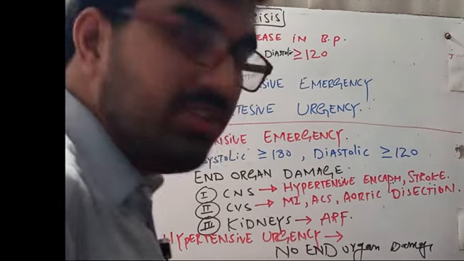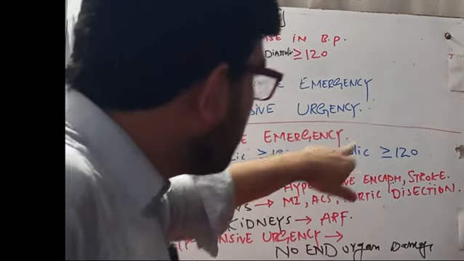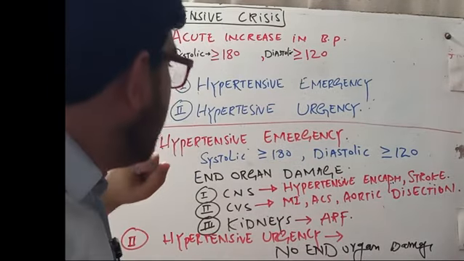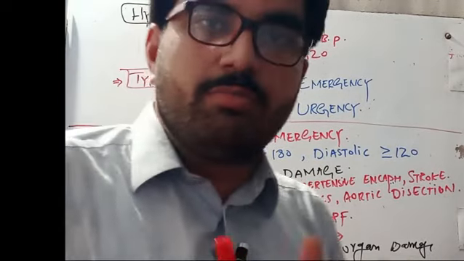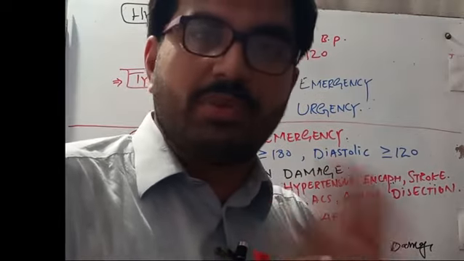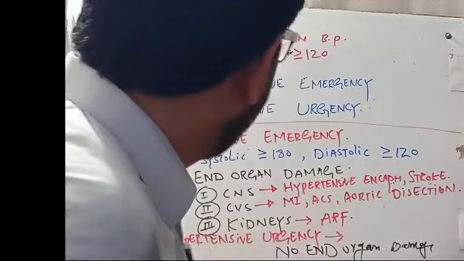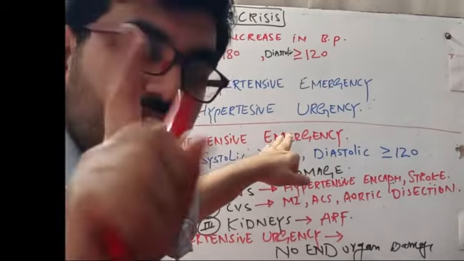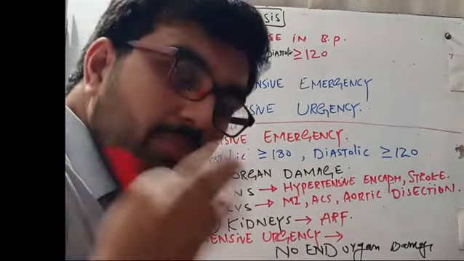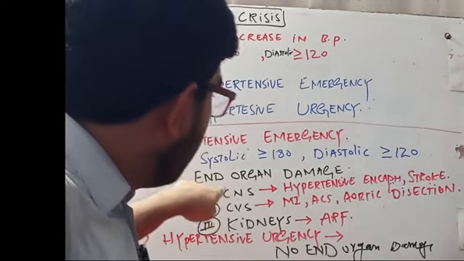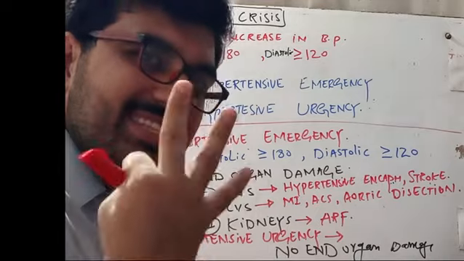The hypertensive emergency, when the systolic BP is equal to or more than 180 and diastolic BP is equal to or more than 120, but there is end organ damage. This is very important to differentiate between the hypertensive emergency and urgency. Who needs emergency? Who needs urgency? So in hypertensive emergency, there is end organ damage. That is very important. By end organ damage, we mean CNS involvement, CVS involvement, kidneys involvement, these three things.